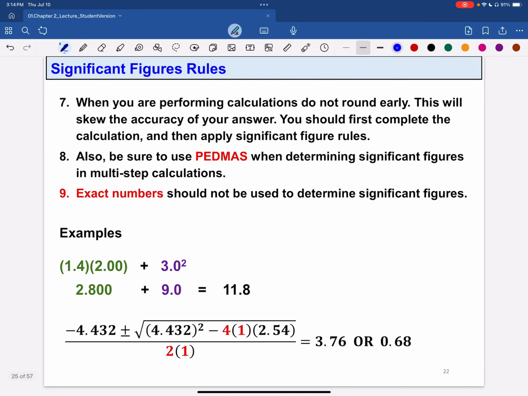But now, last few things. When you perform calculation, do not round early. And I cannot stress this enough. Why? Because this will affect the accuracy of your answer. Always round your answer at the end of your calculation. This rule number 7 here will be important when we talk about dimensional analysis and stoichiometry.